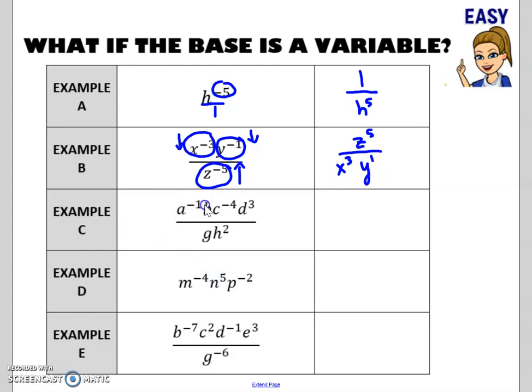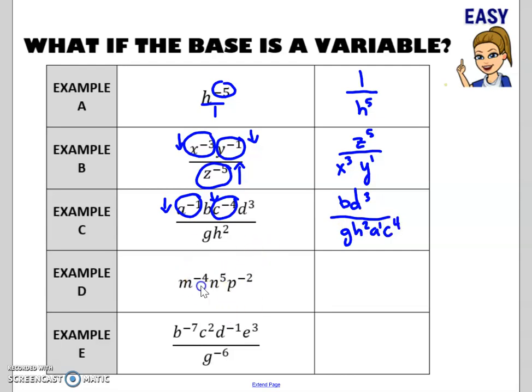Here we go. Only negatives move. If it's positive, it stays put. I like to circle and just show myself what has to move. This has to move. All of this is positive. So I'm going to go first with what stays. So b stays, d cubed stays. In the denominator, I have g, and h squared stays. But now I'm going to look here. So a to the negative 1 comes down, changes to positive 1, and then c to the negative 4, c comes down, and now it's positive 4.